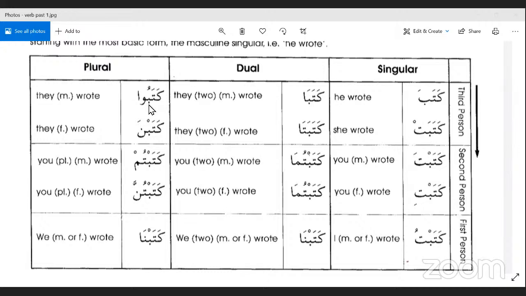Katabta, you male wrote. Katabtuma, you two male wrote. Katabtum, you all male wrote. Katabti, you female wrote. Katabtuma, you two female wrote. Katabtunna, you all female wrote. Katabtu, I wrote, male or female, anything. Katabna, we wrote. Excellent. Sayyid Ali Raza Zaidi, can you come on the mic, please?